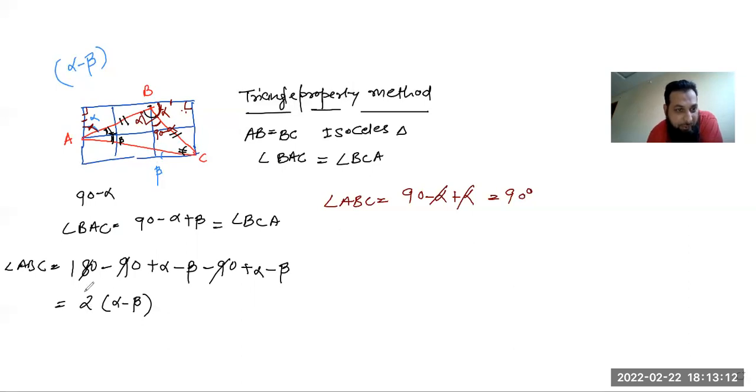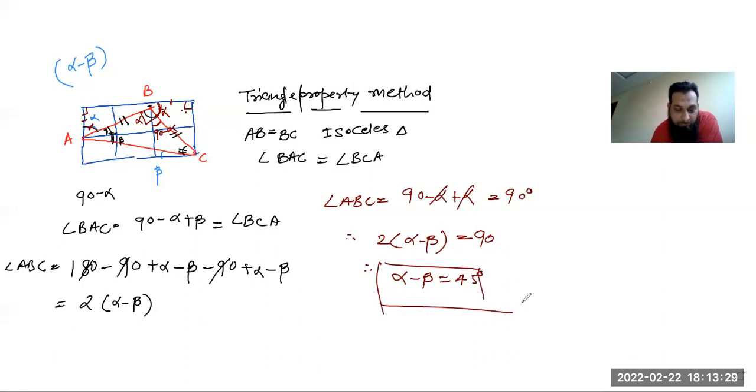But we just calculated that angle ABC is 2 times alpha minus beta. Therefore, let us equate it. 2 times angle alpha minus beta is 90. Therefore, alpha minus beta is nothing but 45 degrees. We used the triangle property method, and we found out that alpha minus beta is 45 degrees.